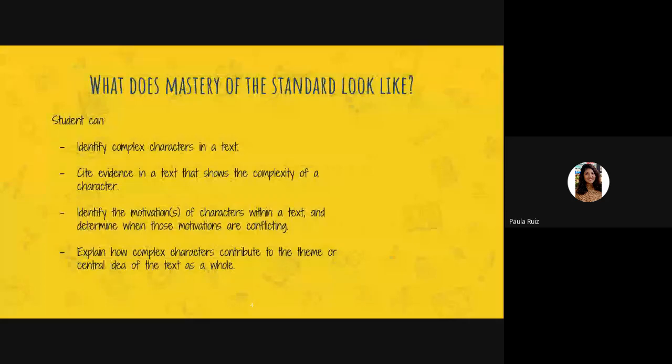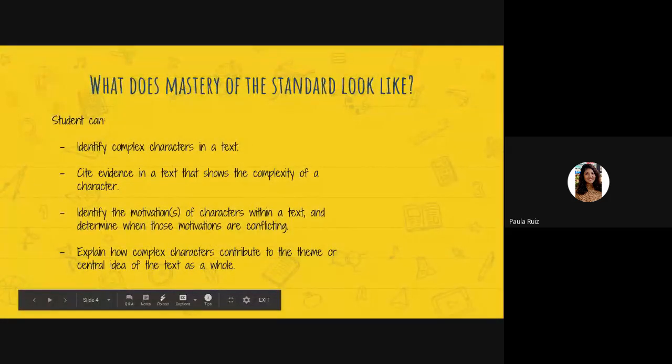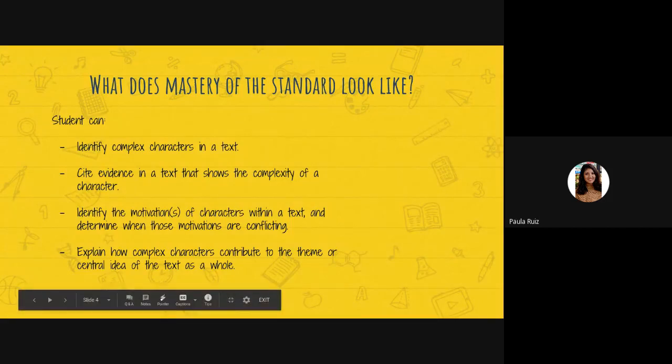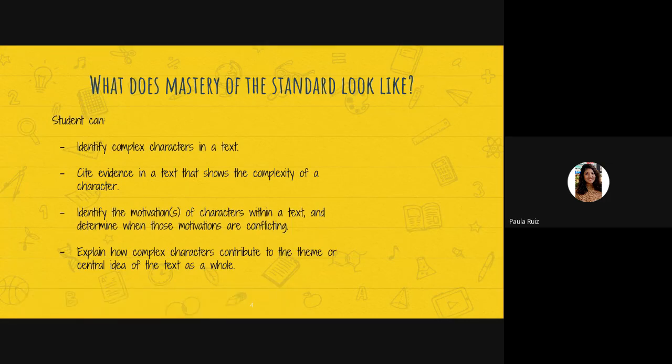So after the review that comes with that standard, this is what the actual standard covers. This is what you should be able to do when you master this standard. You should be able to identify a complex character in the text. You should be able to cite evidence in a text that shows the complexity of a character. And you should identify the motivations of characters within a text and determine when these motivations are conflicting. Also, explain how complex characters contribute to the theme or central idea of a text as a whole.